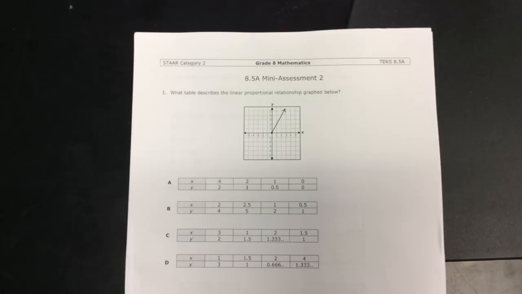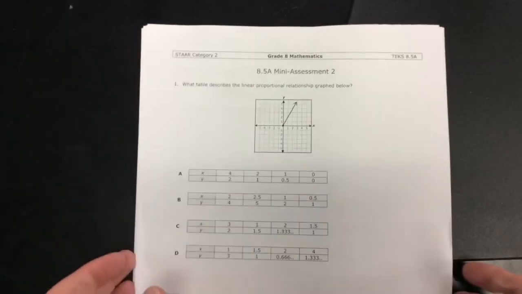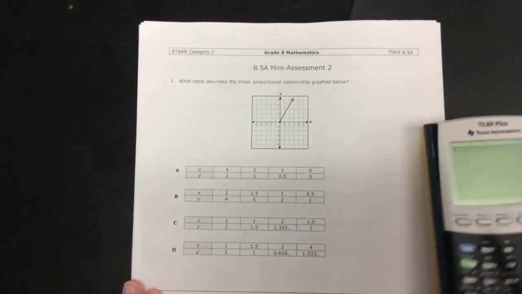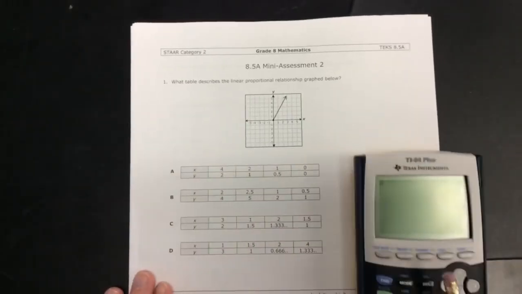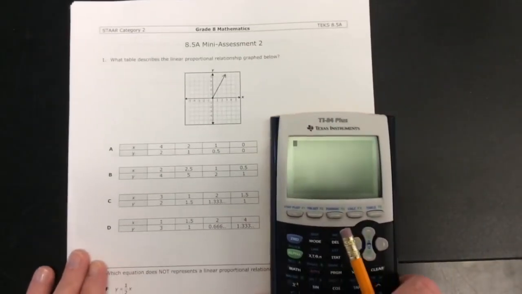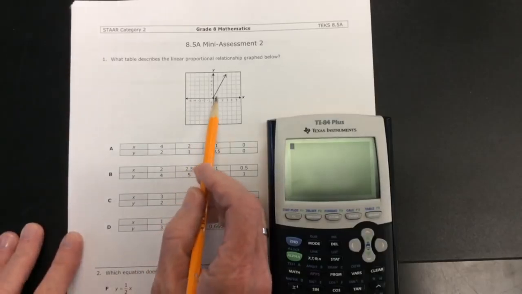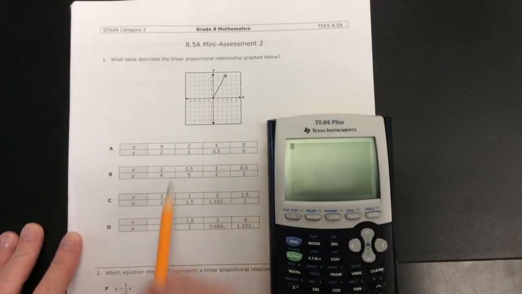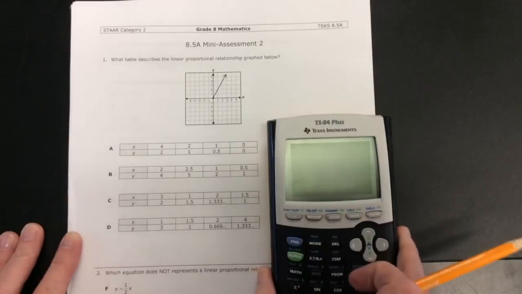Let's look at this. This is what we went over yesterday. 8.5a, the mini assessment 2. It talks about TEKS. 8.5a, obviously. Here we go. What table describes the linear proportional relationship graphed below? Well, let's see how we need to do this. Just like yesterday, there's a couple of different ways we can. Here's our graph. Here's our tables. We need to see which table represents this graph.